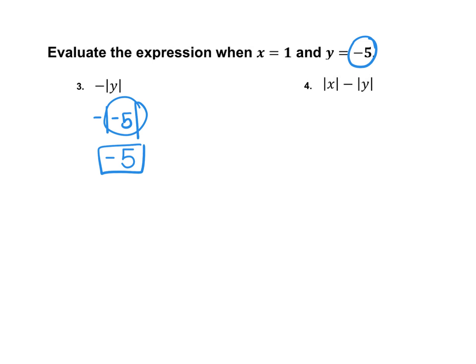All right, question number 4. We have x is 1, the absolute value of 1, minus the absolute value then of negative 5. All right, so let's start then by evaluating these absolute values. So I'm going to take the absolute value of 1 is 1, and I'm going to have my minus, and the absolute value of negative 5 is 5. So now I have, because I still had the minus between it, so 1 minus 5 is equal to negative 4.